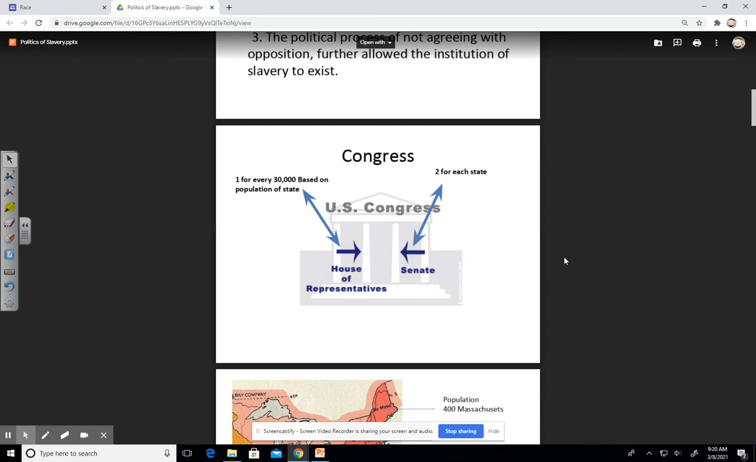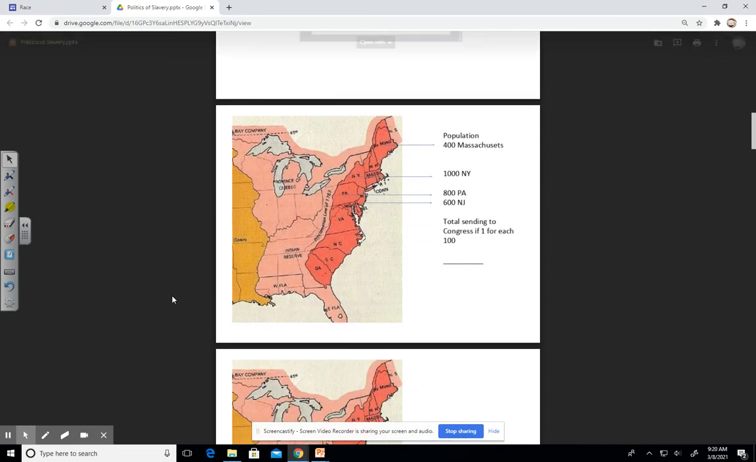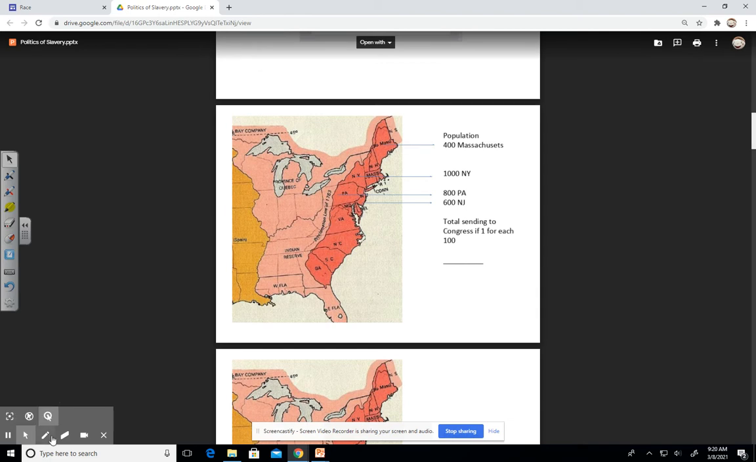How are we going to deal with representation? So in this particular map here, and I'm making these numbers up, this is just to make the math easy. So we see here, 1 for each 100. So for every 100 people, your state is allowed to send one representative to Congress. What is that representative doing? Well, that representative is going to the federal government and is going to cast votes and negotiate on behalf of what that state would like to see happen on a federal level.